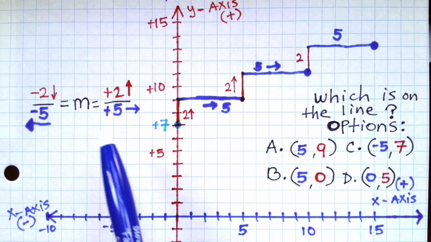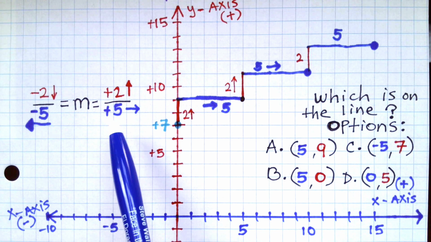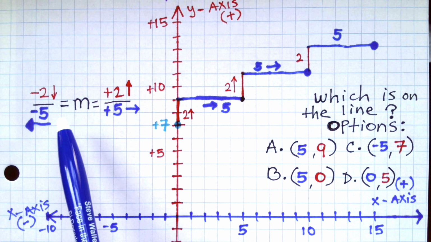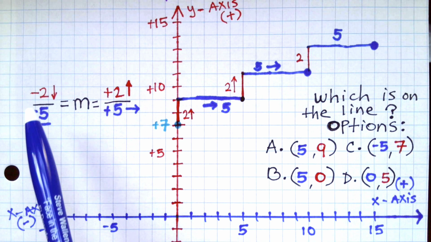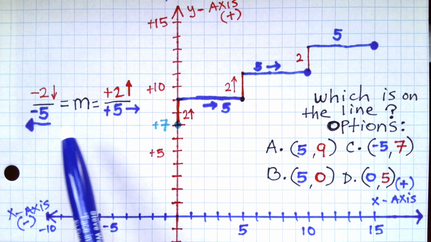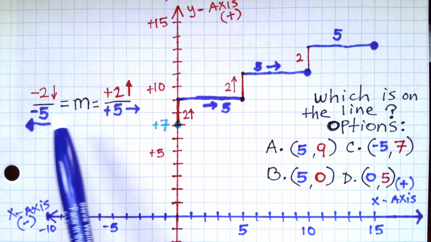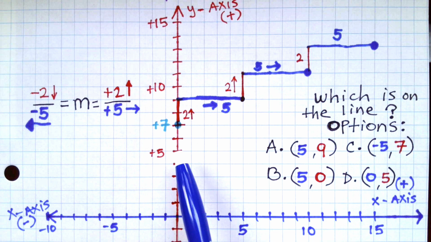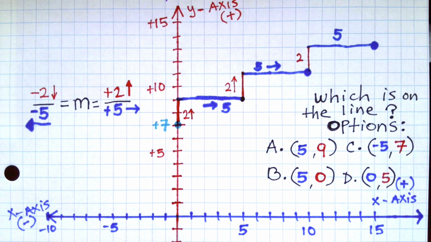I want to show you how our slope is not only positive 2 over positive 5, but our slope is also a negative 2 over a negative 5. Why is that? What's a negative divided by a negative give you? Positive 2 over positive 5, right? So we can go in the opposite direction. We can go down 2 and then over to the left 5. All right, let me show you what that looks like now.